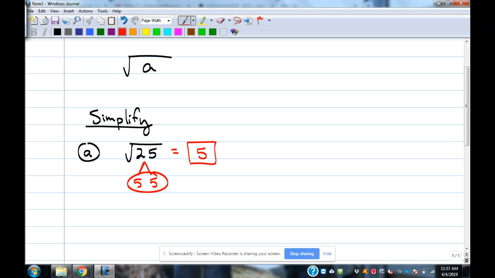You're looking for pairs, sets of 2, because it's a square root. When you do cube roots later on in Algebra 2, you'll look for sets of 3. Fourth roots, you'll look for sets of 4. And it keeps going. The bigger the root, the more need to be in a set. So for square roots, we're looking for sets of 2.